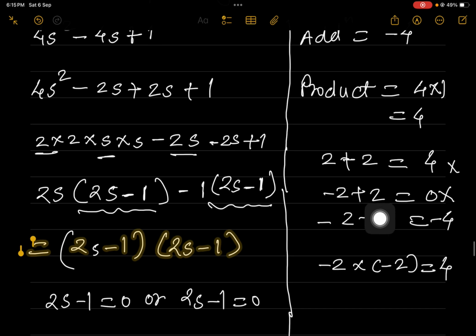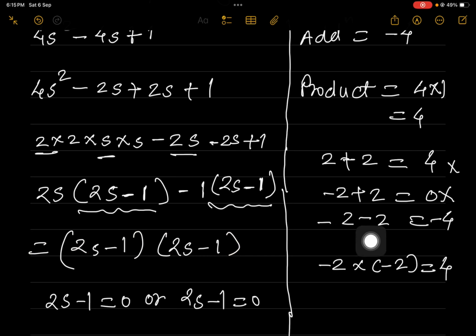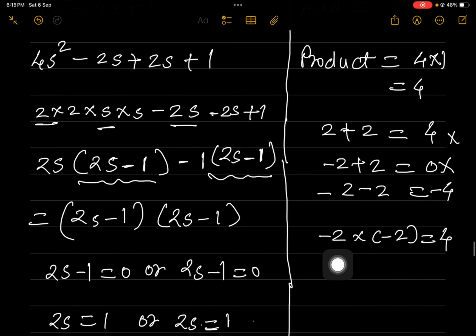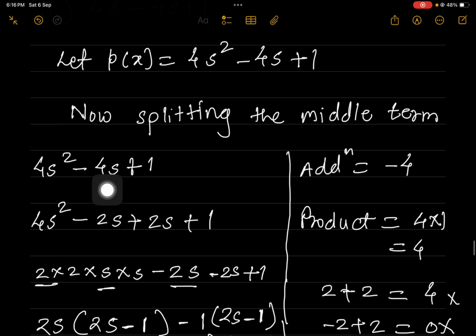Then minus 2 plus 2 becomes 0. This is also not possible. Then minus 4. Minus 2 and minus 2, the same sign is there, so we have to add these two numbers and the minus sign goes along, so minus 4. And if you multiply minus 2 into minus 2, minus into minus becomes plus, so plus 4. So minus 2 and minus 2, this is the splitting of the middle term.